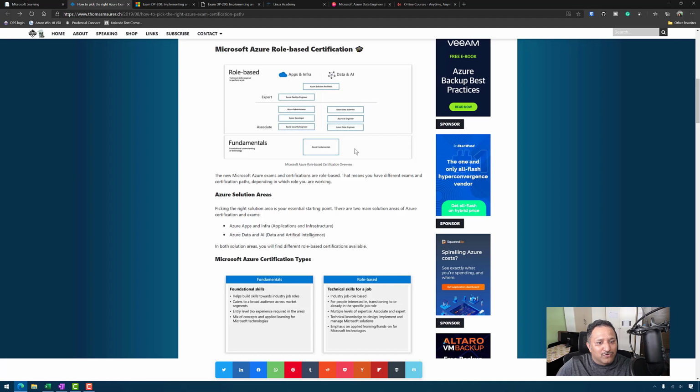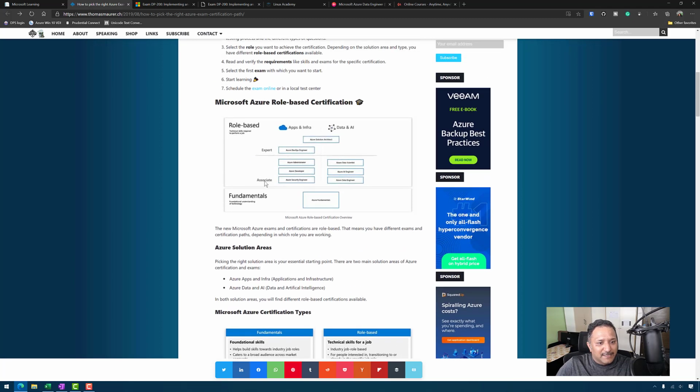If you want to know very basic fundamentals of cloud computing, you can pick up this certification. And then there are associate and expert level certifications. These are again divided into apps and infra and the data and AI categories.